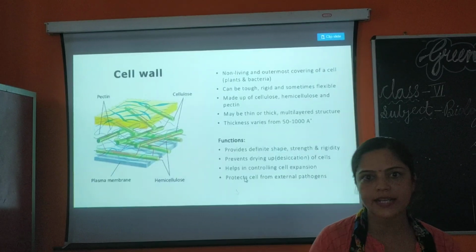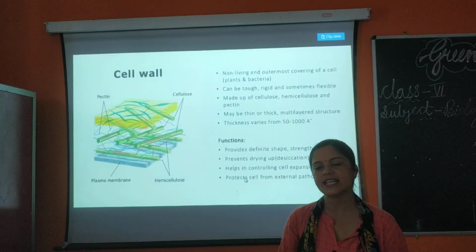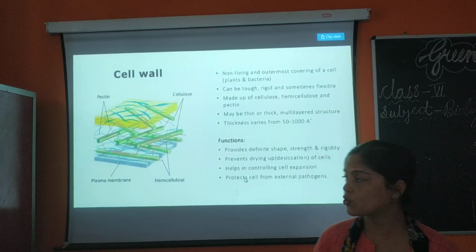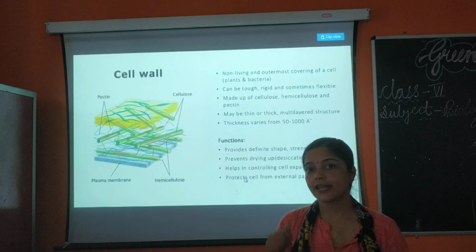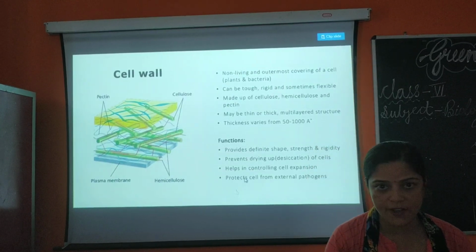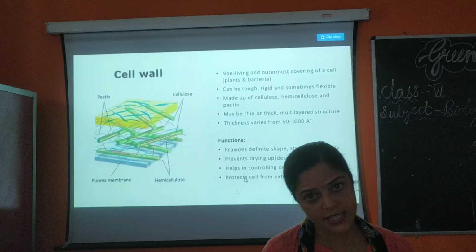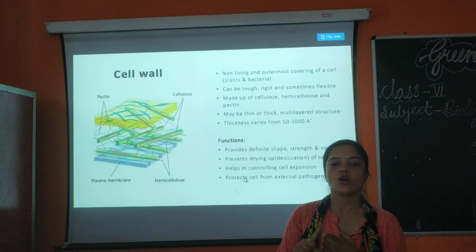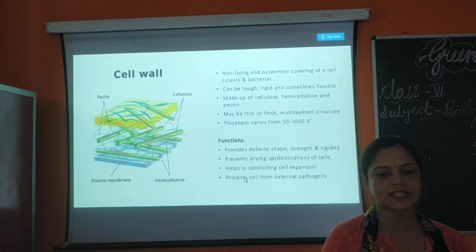What is it made up of? It is made up of cellulose. It is absent in animal cells. So what about cell wall? As I told you, it is thick, it is rigid, it is non-living, it is made up of cellulose, and it is absent in animal cells. It is only present in plant cells. In plant cells, the plasma membrane is surrounded by a cell wall.